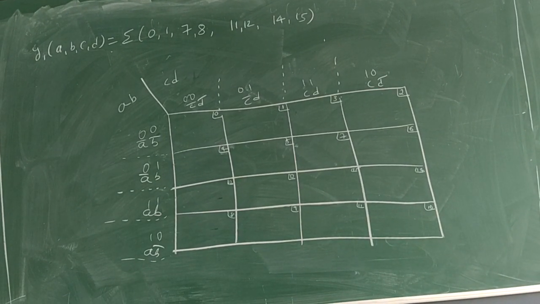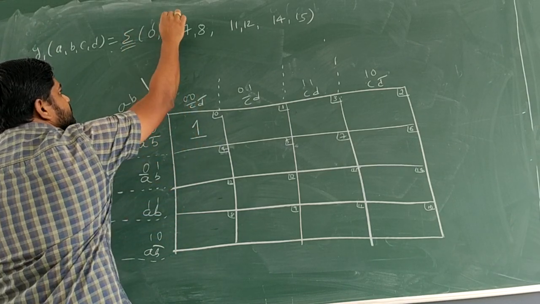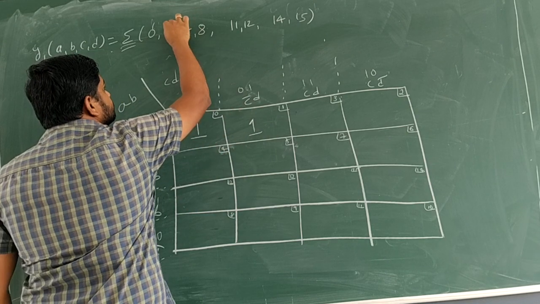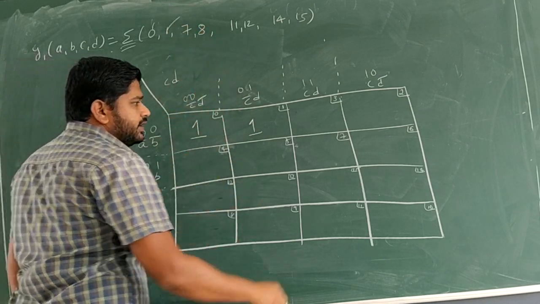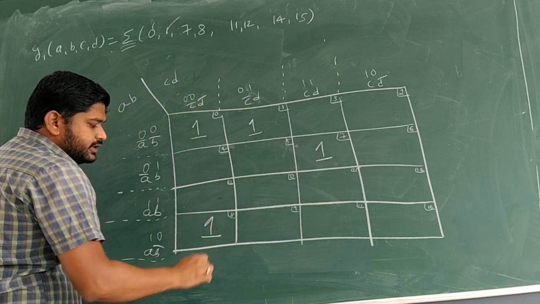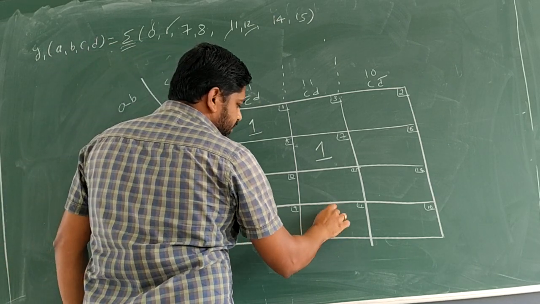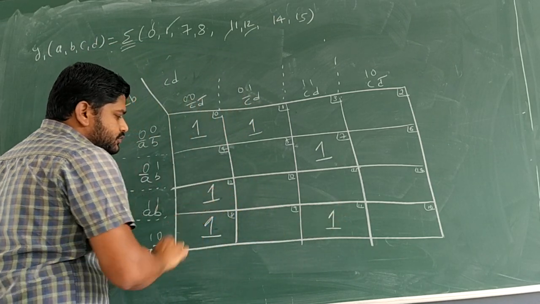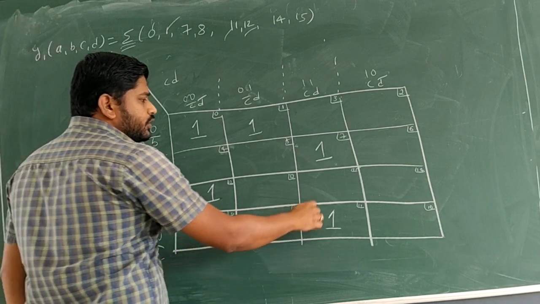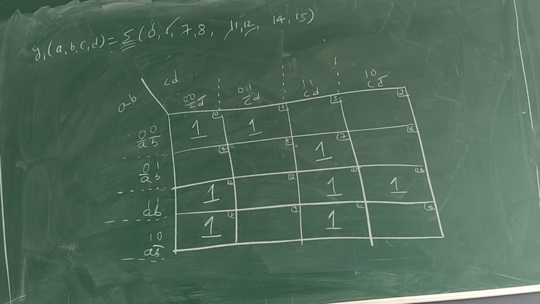Now, what is the meaning of summation? High for the given cell numbers. High means we have to write 1. Cell number 0, cell number 1, cell number 7 and 8, 7 here, 8 here, 11 and 12. Where is 11? 11 here, 12 here, 14 and 15.